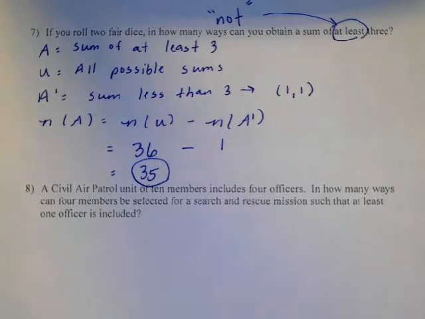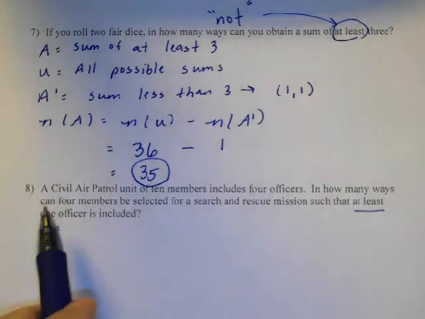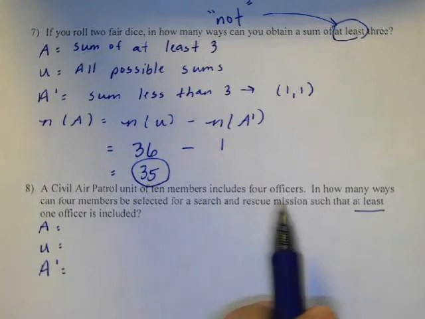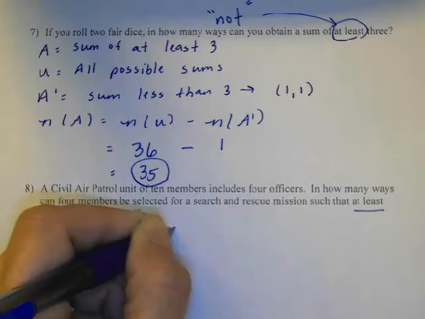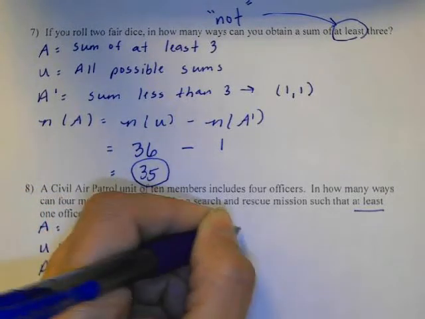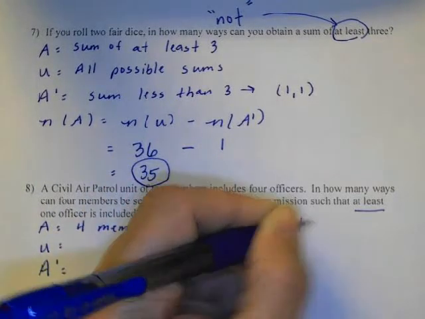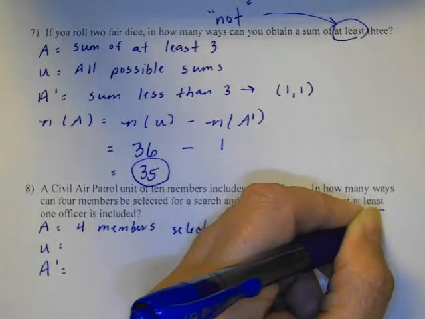All right, let's try again. A Civil Air Patrol unit of 10 members includes 4 officers. In how many ways can 4 members be selected for a search and rescue mission such that at least one officer is included? So again, it's an A prime problem because of this phrase, at least. A is what we want. So we want, in how many ways can 4 members be selected with at least one officer?